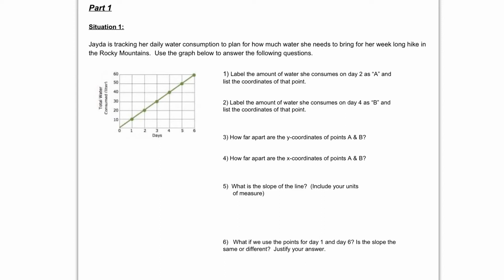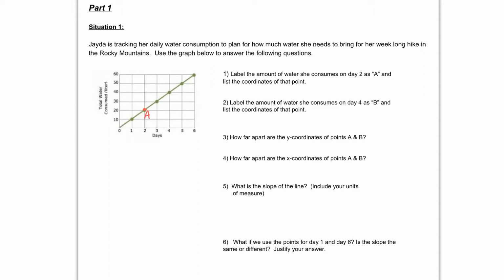All right, situation 1 says, Jada is tracking her daily water consumption to plan for how much water she needs to bring for her week-long hike in the Rocky Mountains. Use the graph below to answer the following questions. Number 1 says, label the amount of water she consumes on day 2 as A and list the coordinates of that point. So if we go to day 2 and we go up, here's the point at day 2. So we're going to label that point A.